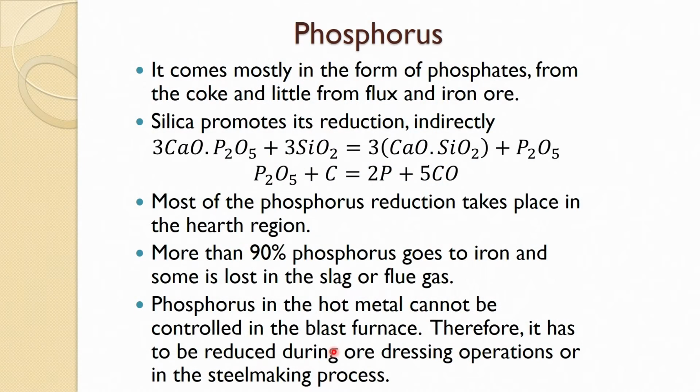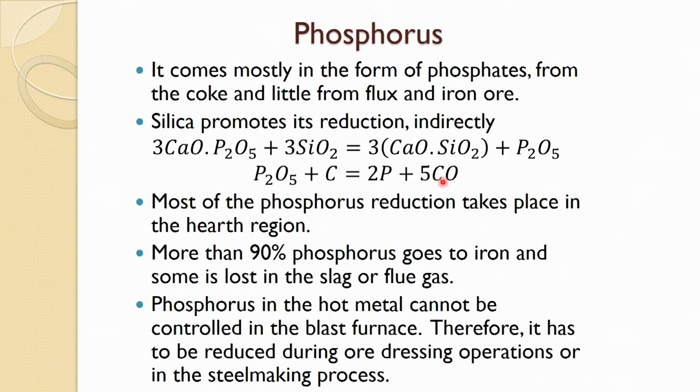So, now the next one is about phosphorus. It comes mostly in the form of phosphates from the coke and a little from flux and iron ore. Silica promotes its reduction in an indirect way. Calcium phosphate reacts with silica to give calcium silicate and P2O5, which further reacts with carbon, which reduces the phosphorus and forms CO gas.